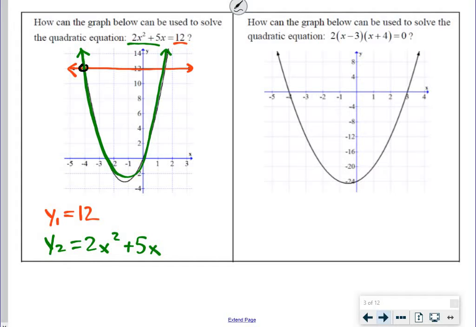Now, the points of intersection turn out to be the solutions to this. So we have an intersection point, maybe 1.5, 12, and we have another intersection point here, negative 4, 12. So it turns out these x values at the intersection points are the solutions, and you can try that out.